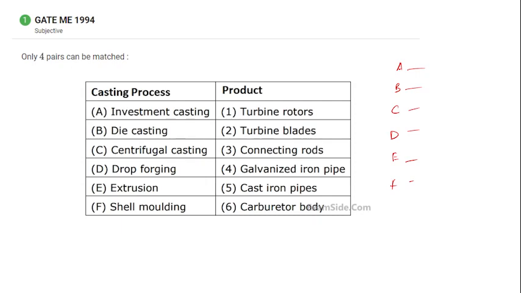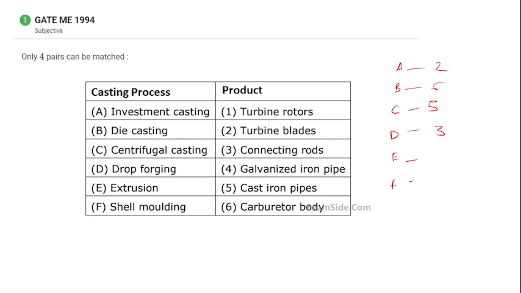Ma'am, for A it will be 2. Correct. B6, ma'am. D3. B6 correct. D3, C5, ma'am. D3 is also correct. Connecting rods are made by forging. We all know that, right? Why is it made by forging? To sustain fatigue strength. Yeah, it needs strength, small grains. That's why we use forging. Someone else? E4, C5. Galvanized iron pipe, extrusion process.